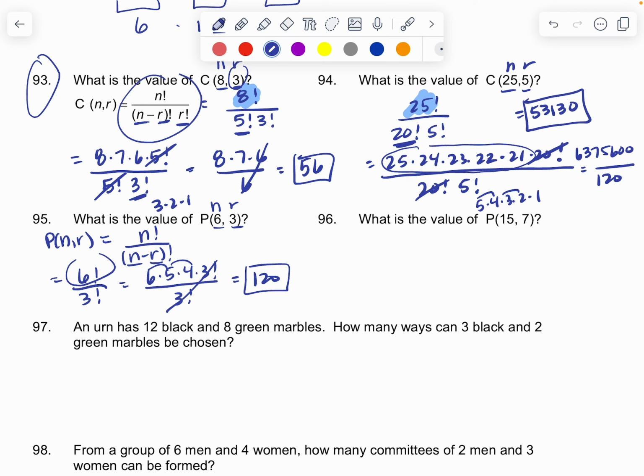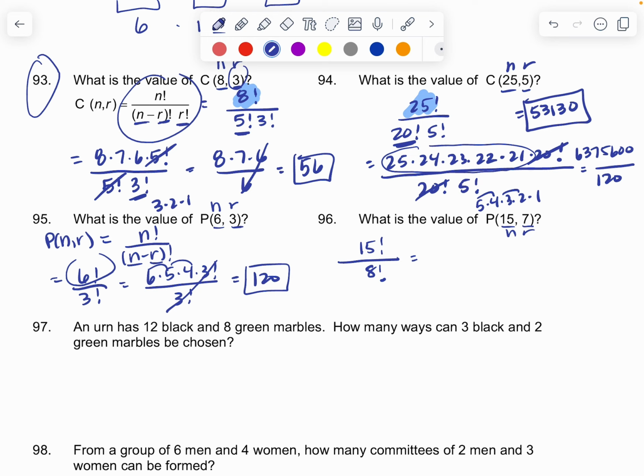So look, something like this you should be able to handle without a calculator. Okay, let's see how bad this one gets though. This one does not look so good. Okay, same formula. So this is your n and your r. So you have 15 factorial all over 15 minus 7, which is 8 factorial, times r factorial. No, there's no r factorial. It's just 15 factorial over 8 factorial. I forgot it's a permutation. Let's put that right smack in the middle, okay?